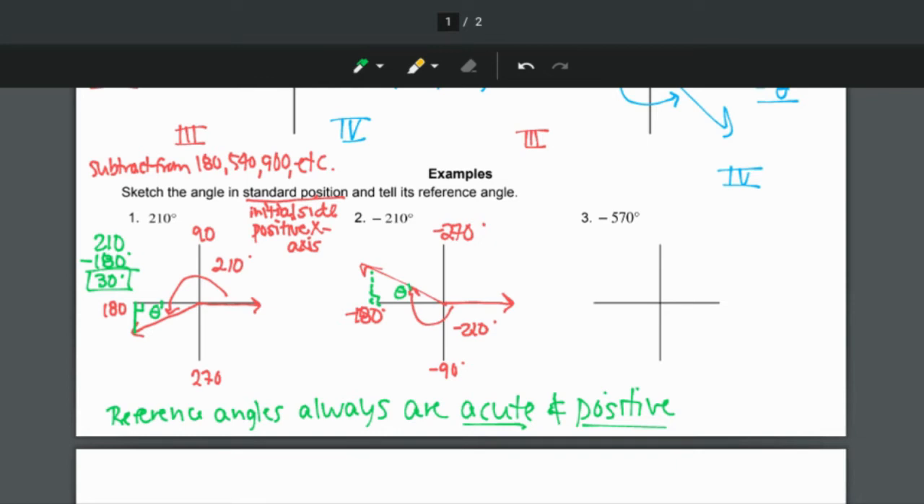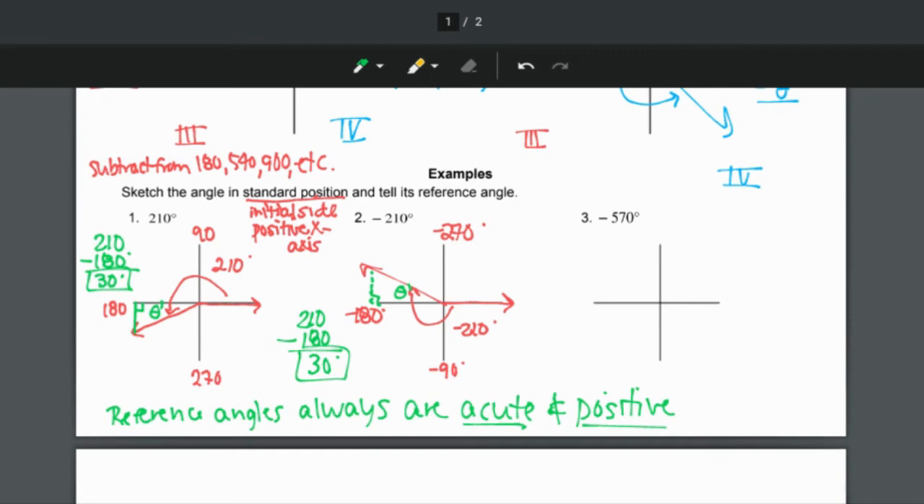So think about these numbers as just being positive. We rotated 210 degrees in a negative direction, but we can leave off the negative sign. And we went past 180, so it is 30 degrees. It has to be acute and it has to be positive.